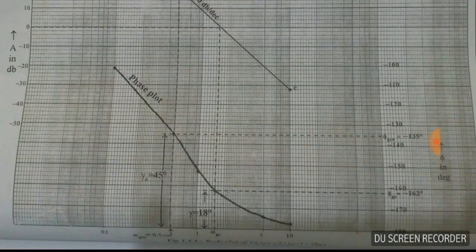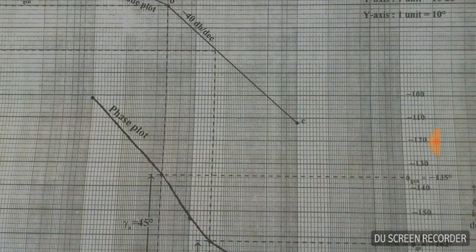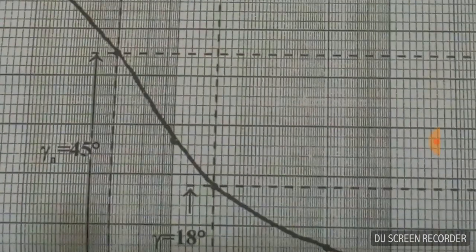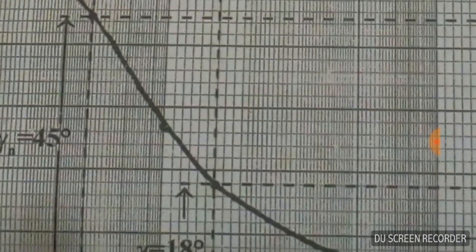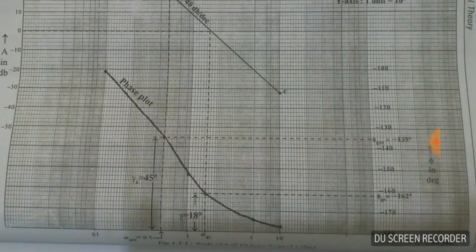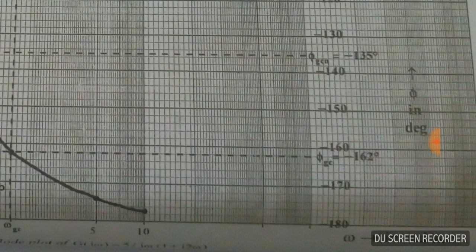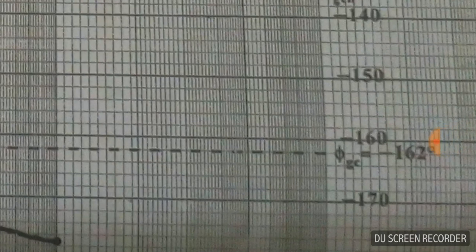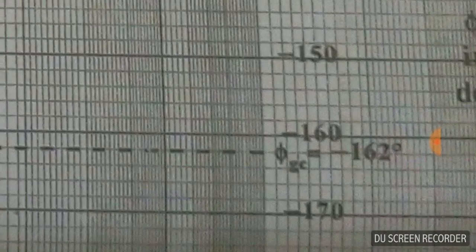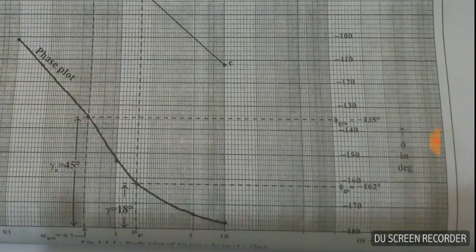That means phi gc is the phase of G(jω). That means phi at this point right here, it is intersecting the phase plot at the gain crossover frequency, this point, and the phase is phi gc, that is minus 162 degrees. Okay, now to the rest of the design.